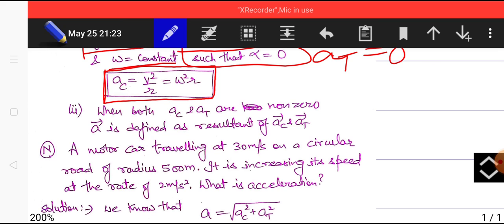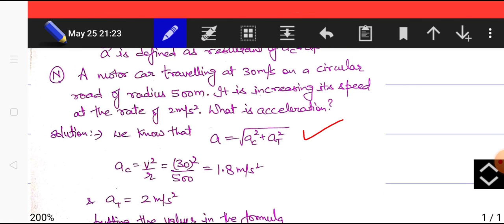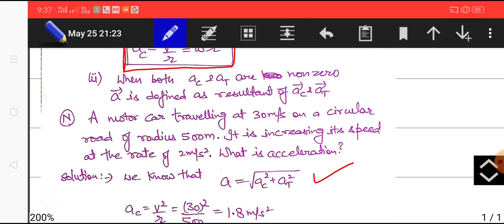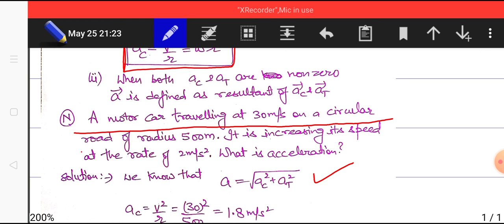Let us have a numerical example. A motor car traveling at 30 meters per second on a circular road of radius 500 meters is increasing its speed at the rate of 2 meters per second square.